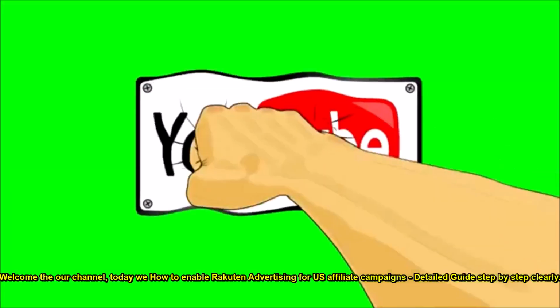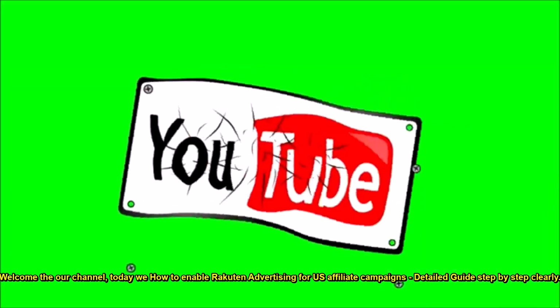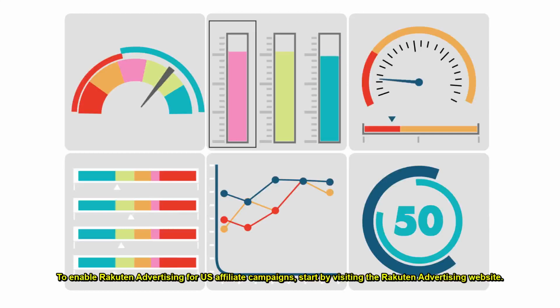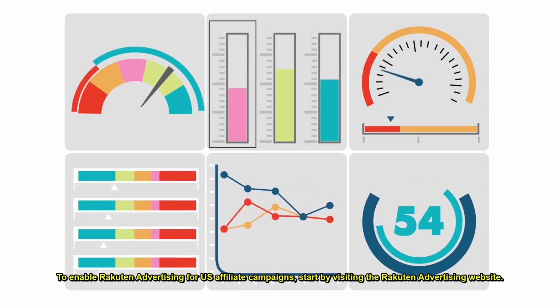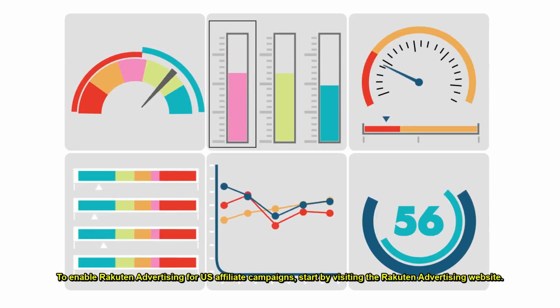Welcome to our channel. Today we show how to enable Rakuten Advertising for US affiliate campaigns, with a detailed guide. To enable Rakuten Advertising for US affiliate campaigns, start by visiting the Rakuten Advertising website.